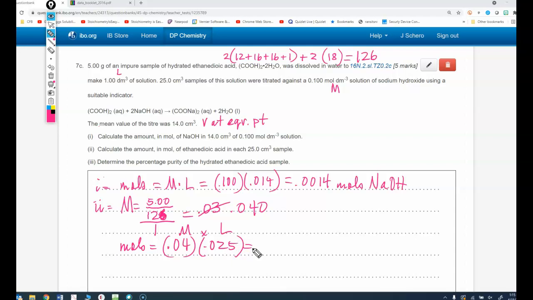so times 0.025, and I'm going to get, let me make sure I do that right, 0.04 times 0.025, and I'm getting 0.001 for my number of moles of acid.